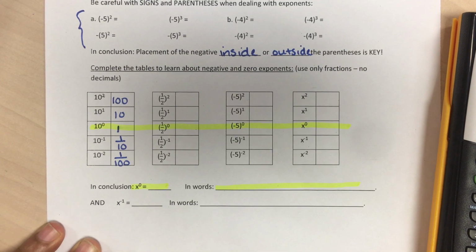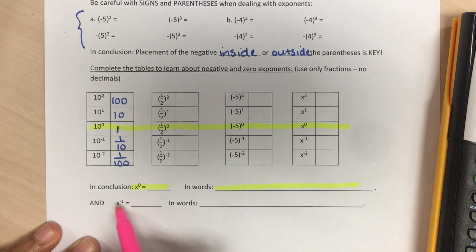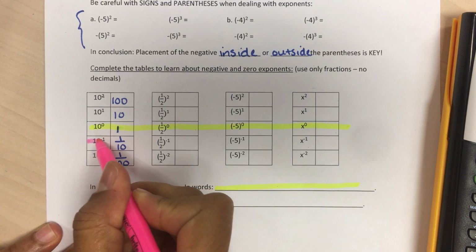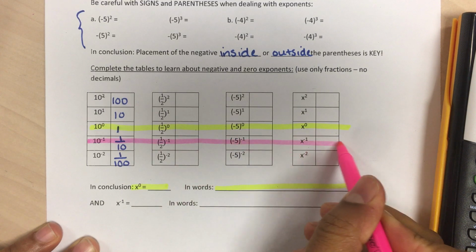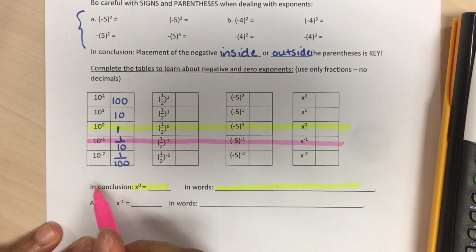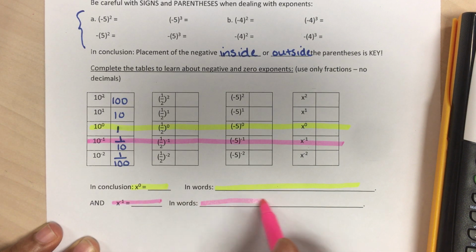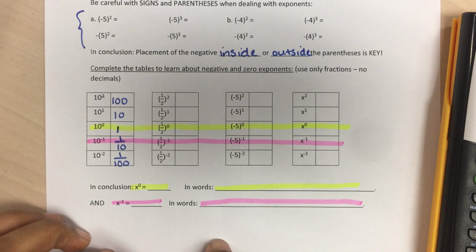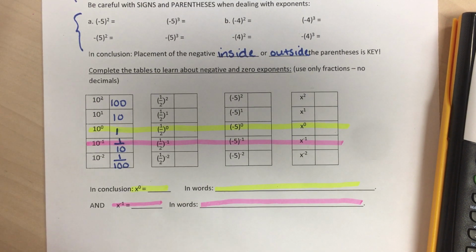Then I want you to see if you can find a pattern for this negative exponent. What do you see here that's happening with these negative exponents? And you try to describe that as best as you can right here. At the end of the class period, we will go over all conclusions together. Good luck.